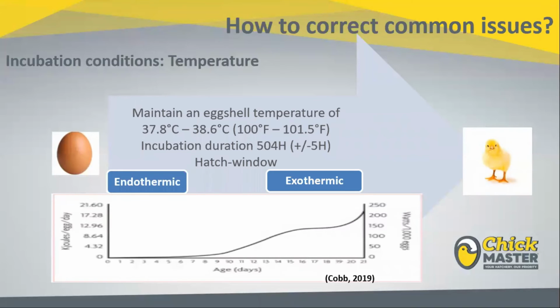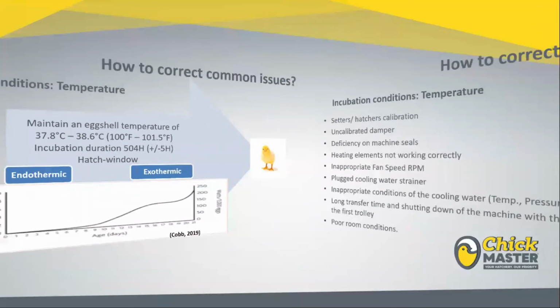So this is the purpose of maintaining an eggshell temperature between 37.8 and 38.6 degrees Celsius, but also to be sure that we are giving the right temperature to the egg. We can have a look at the incubation duration, which should be around 504 hours, and the hatch window, which should be around 24 hours.